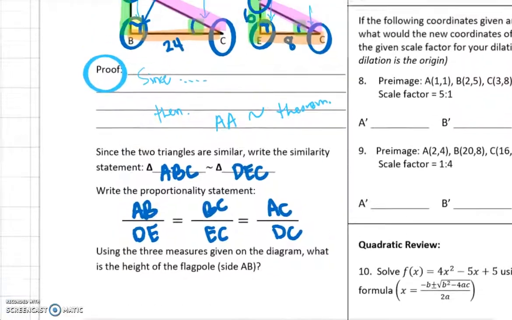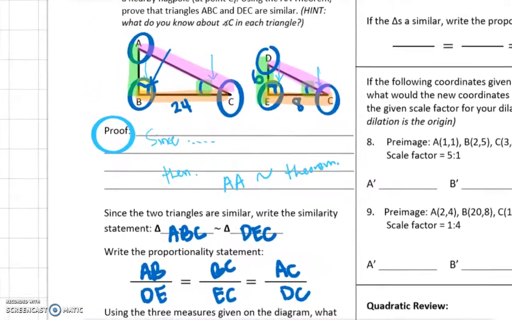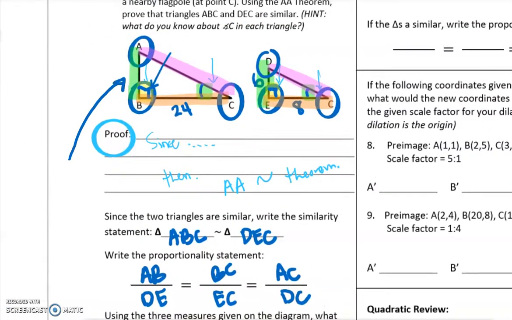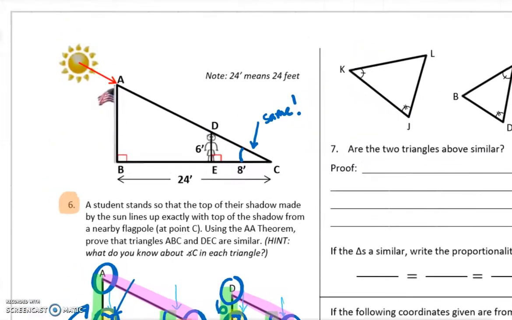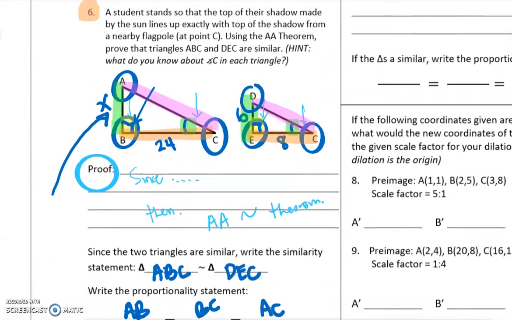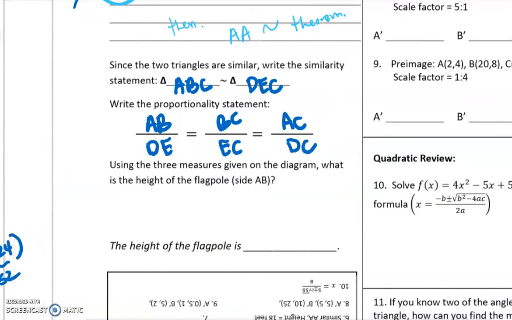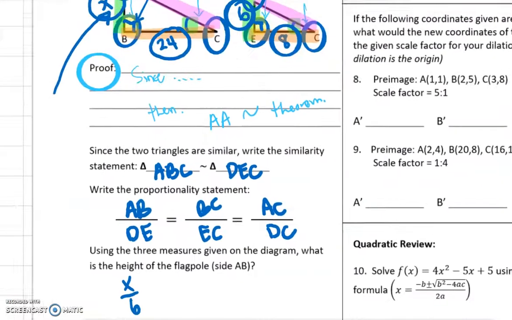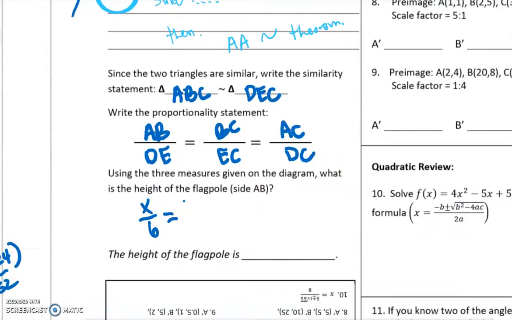And then finally, we're going to find the measure of the flagpole, which is going to be AB in the figure. So we're going to label that X. So we're going to write a proportion. We're going to say x over, what does it correspond to? 6 equals, and then we're going to use the two sides that we know the measurements to, 24 over 8. So I'm going to say x over 6 is equal to 24 over 8.